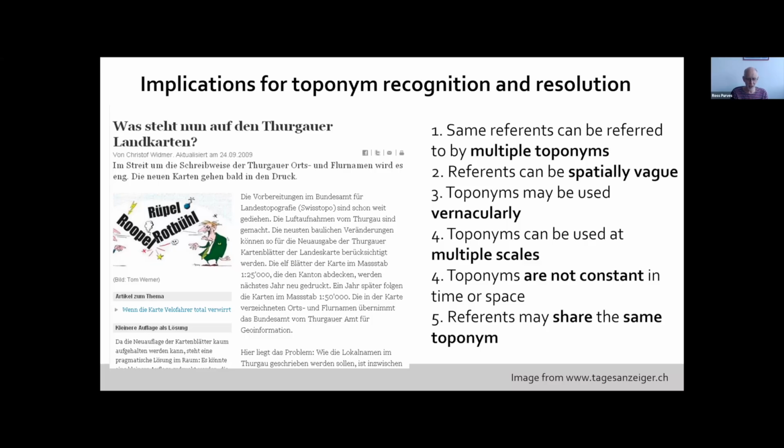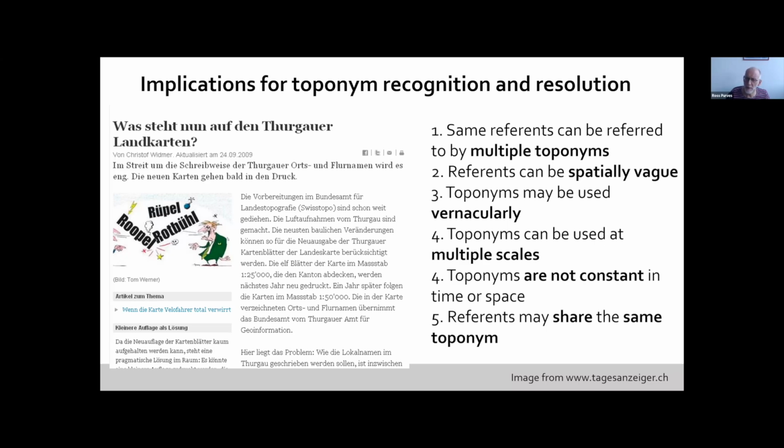A lot of computational representations are based around the notion of points of interest, and often the points of interest are exactly that, points, but not all place names represent points. They can represent things at very different scales. They change over time and in space.